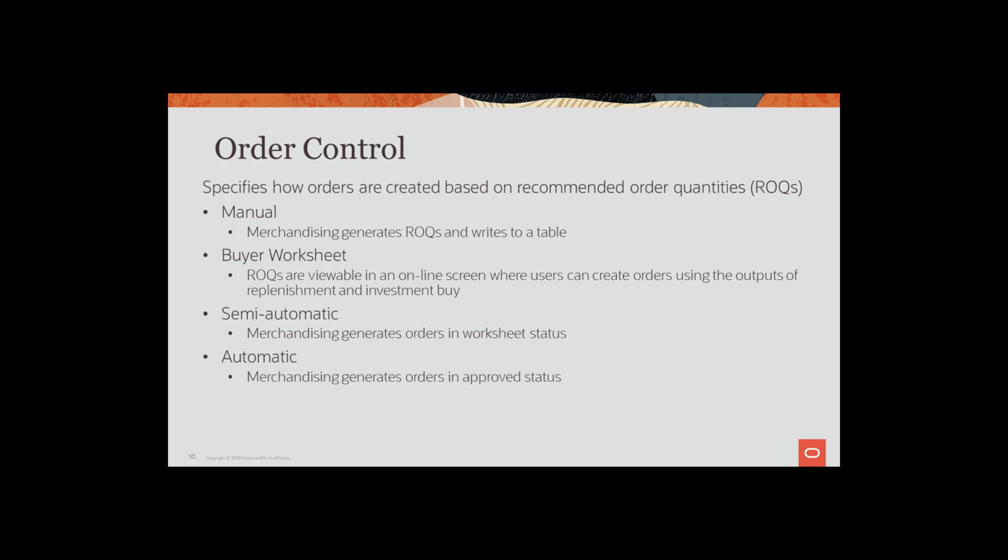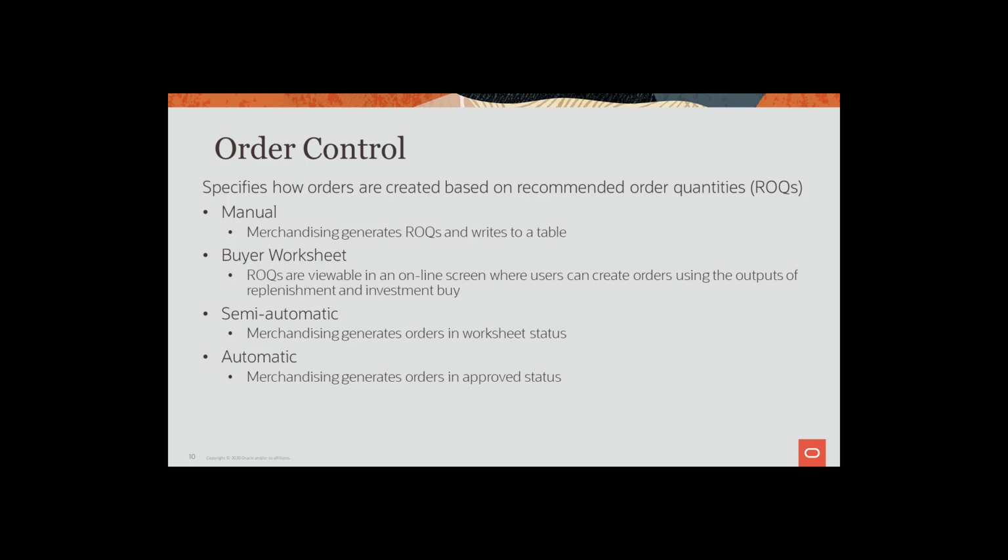Order control specifies how orders are created based on the recommended order quantities generated by merchandising, and allows a retailer to determine how much automation is built into the replenishment process. The first option is manual. With the manual order control, the system generates its recommended order quantities and writes the result to a database table. No ordering takes place until a purchase order or transfer is manually created by a user based on the recommendations.